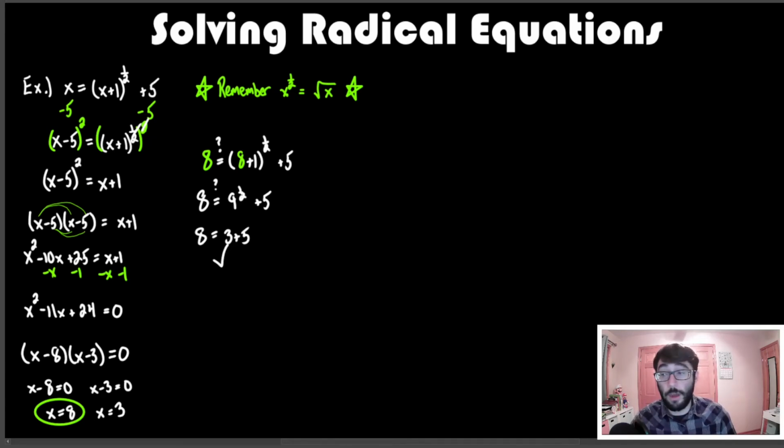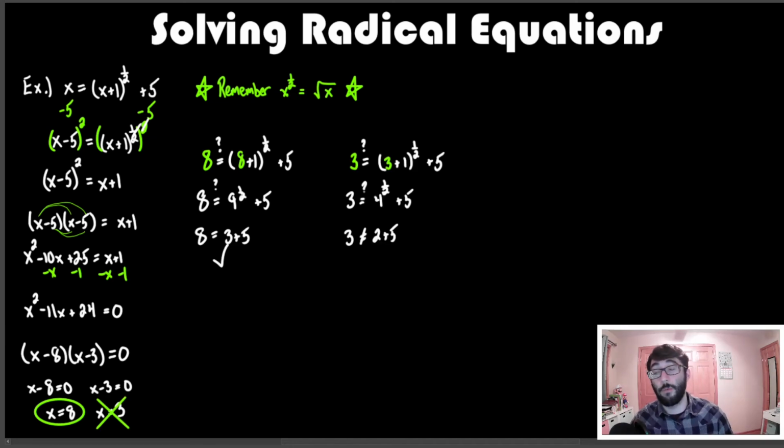In order to do that, we just do the exact same thing. We plug in 3 for x in the original equation. And notice we actually get 3 is equal to 2 plus 5, which is just simply not true, right? 3 is not equal to 7. So what that means is that 3 is actually an extraneous solution. We did everything right. We solved the problem perfectly. It's just that 3 turns out to be an extraneous solution. So our only solution would actually be 8.